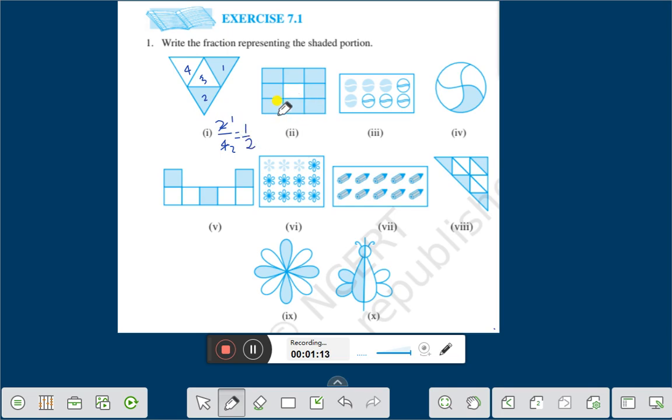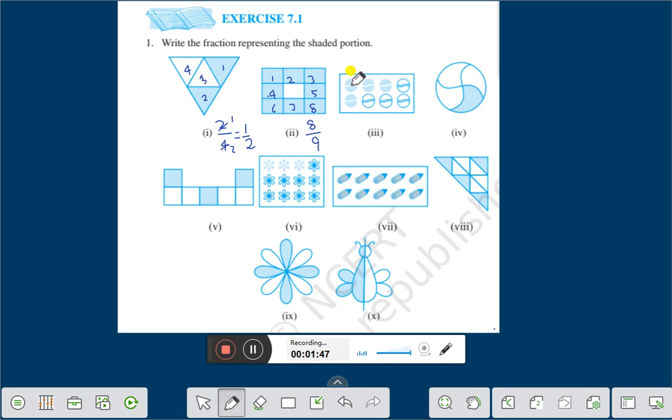Now this one, how many shaded portions are there? 1, 2, 3, 4, 5, 6, 7, 8, right? There are 8 shaded parts and the total is 8 plus 1, 9 parts. So it is 8 by 9, right? Now this question, how many are shaded parts?